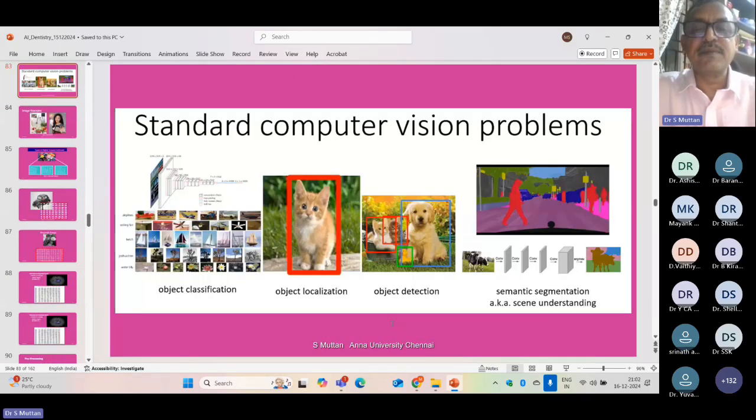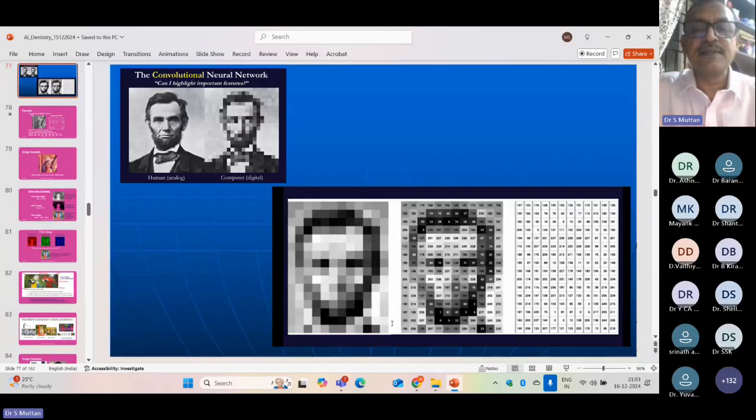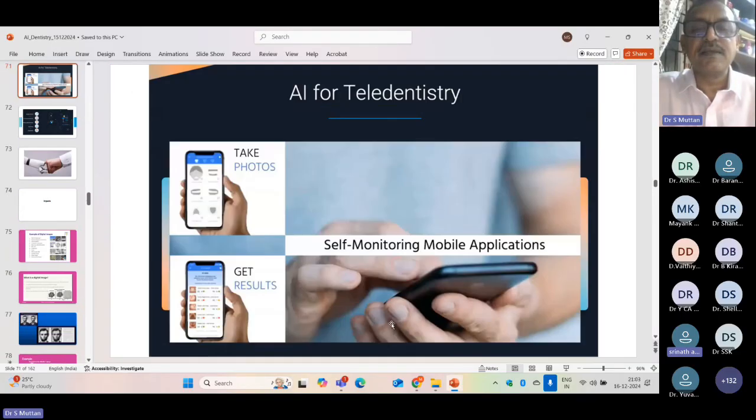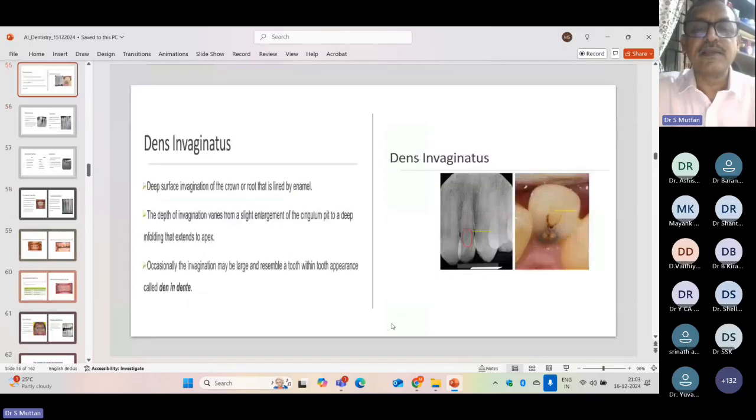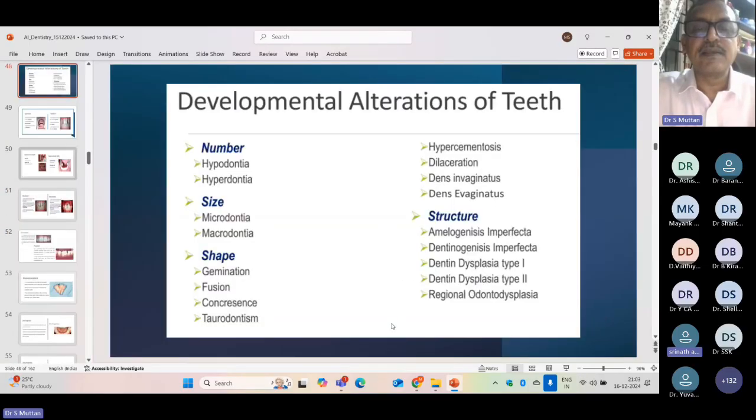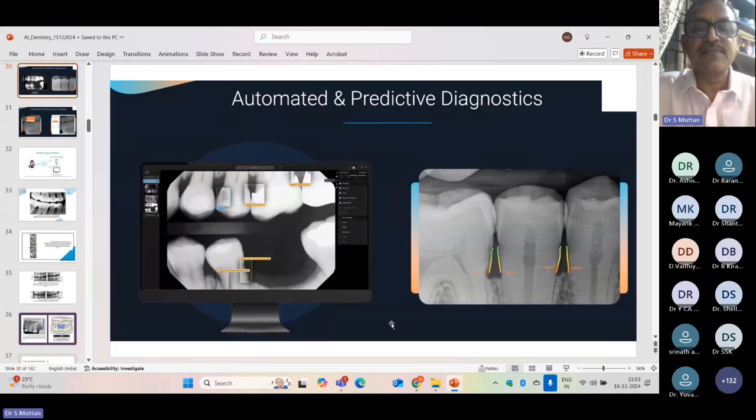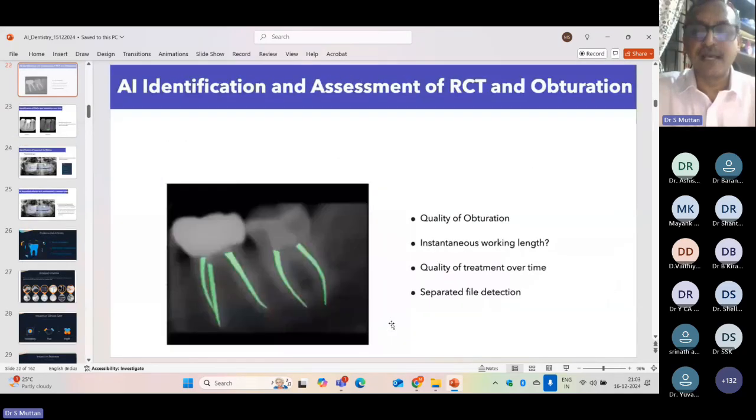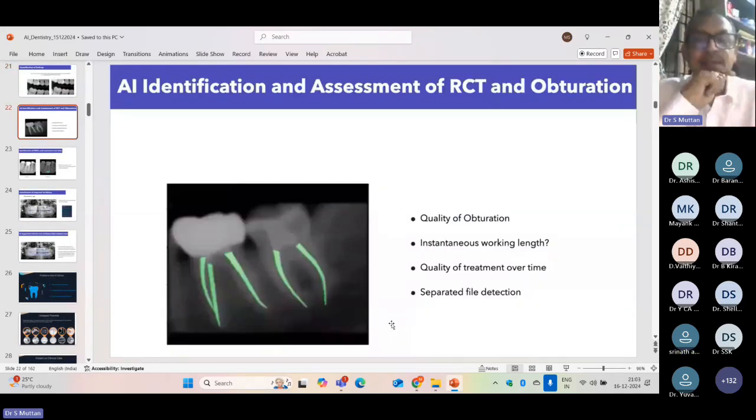Are you able to see the slide? Yes, sir. I'll show you one thing. Take for example this one. This is a material that is actually inserted. It's called an instrument. In RCT, root canal treatment, they remove the natural and put the artificial. This is an artificial material.